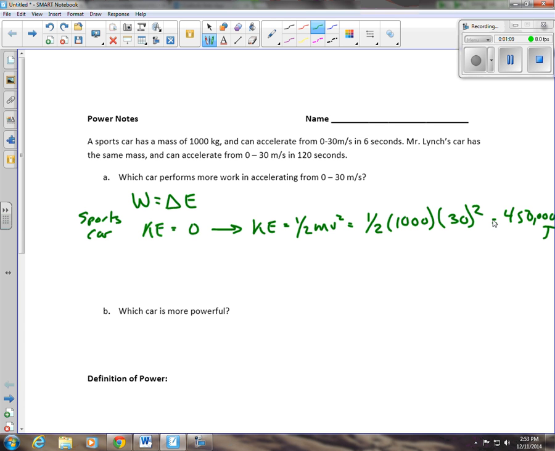joules. Now, you may notice that the time doesn't enter into it. Work has no time element to it. It's just a change in kinetic energy. So the fact that the sports car did it in 6 seconds and my car takes 120 seconds doesn't really matter. They have the same amount of work.